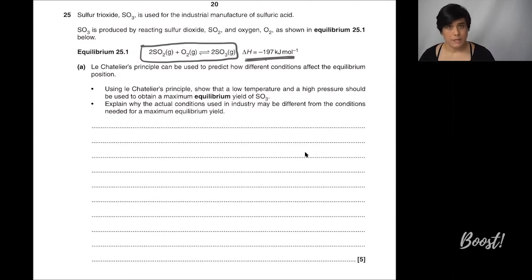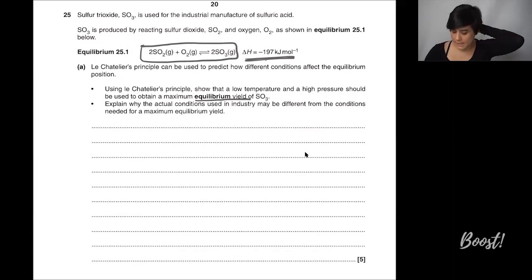Le Chatelier's principle can be used to predict how different conditions affect equilibrium position. Using Le Chatelier's principle, show that a low temperature and a high pressure should be used to obtain maximum equilibrium yield of SO3. And explain why the actual conditions used in industry may be different from the conditions needed for a maximum equilibrium yield. So this is what we were talking about on the slide about industrial conditions and a compromise between yield and rate. So first of all, we want to show that a low temperature and a high pressure would be used to obtain a maximum yield.